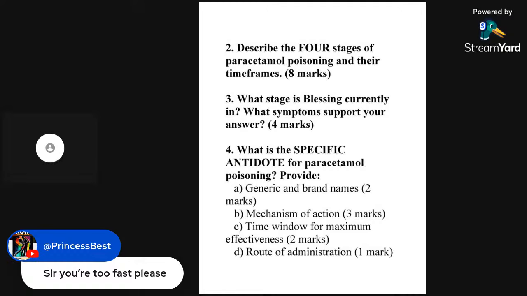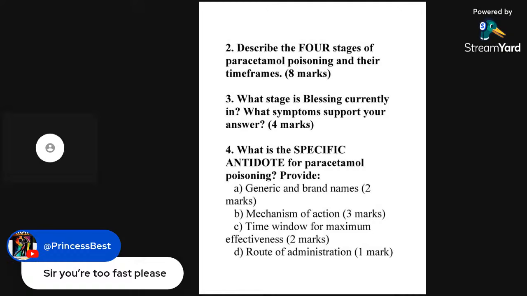So what stage is Blessing currently? Blessing is currently at stage 1. She's vomiting, nausea, sweating. That's where she is. Question 4: what is the specific antidote for paracetamol poisoning?